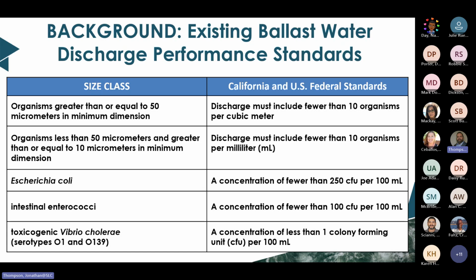Here is the table of the different size classes and the indicator species, and then the allowable concentration for these organisms in the different size classes. This is something that most of you are probably familiar with, but we just wanted to put this back up there as a reference, or as a reminder about the actual concentrations. And if you want more information about that, we have more information on our website.